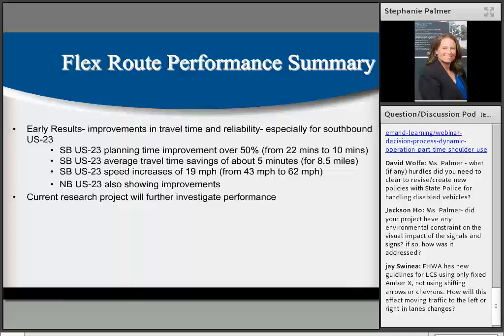And we are showing improvements in the northbound, and it has alleviated a lot of the congestion, but we're just not seeing quite the improvements that we're seeing southbound. We will be doing a research project in the next 2 years. It just started, and we are going to be looking in even more detail at the operational benefits and the safety benefits of this project. I hope to be able to share those probably within a year and a half or so. We'll have some really good information on that.